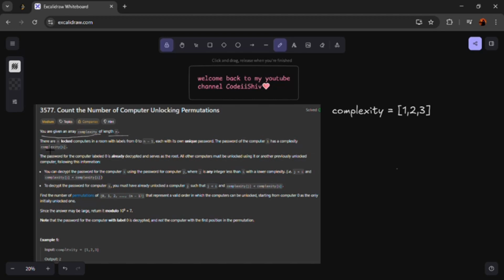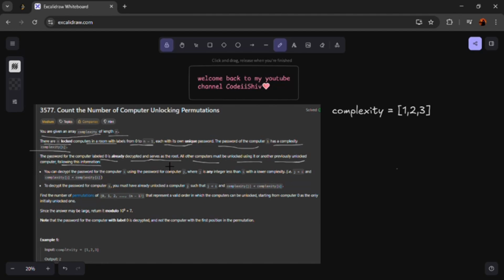There are locked computers in a room with labels from 0 to n minus 1, each with its own unique password. The password of computer i has complexity i. The password for the computer labeled 0 is already decrypted, which means it is already unlocked, and serves as the root. All other computers must be unlocked using it or another previously unlocked computer, following this information.